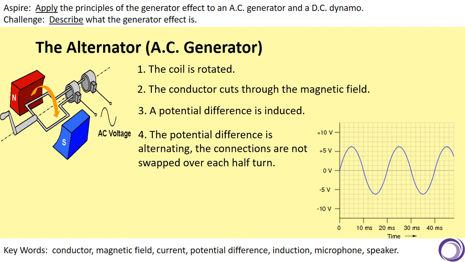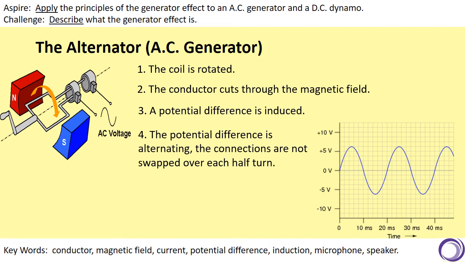We've got the potential difference in volts up the side, and we've got time on the bottom. So we get essentially a sine wave, and that wave, one full wave there, corresponds to one full rotation. If you look at the time on that graph for one full rotation, one wave, that is 20 milliseconds. So 20 milliseconds is 20 divided by 1,000 seconds.